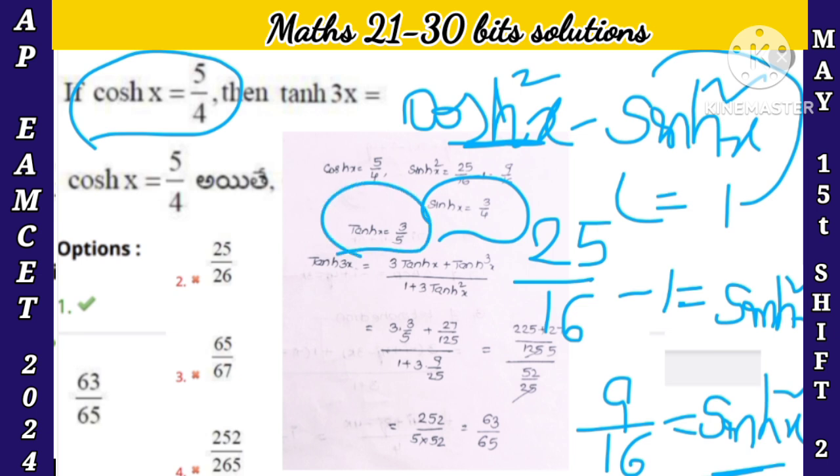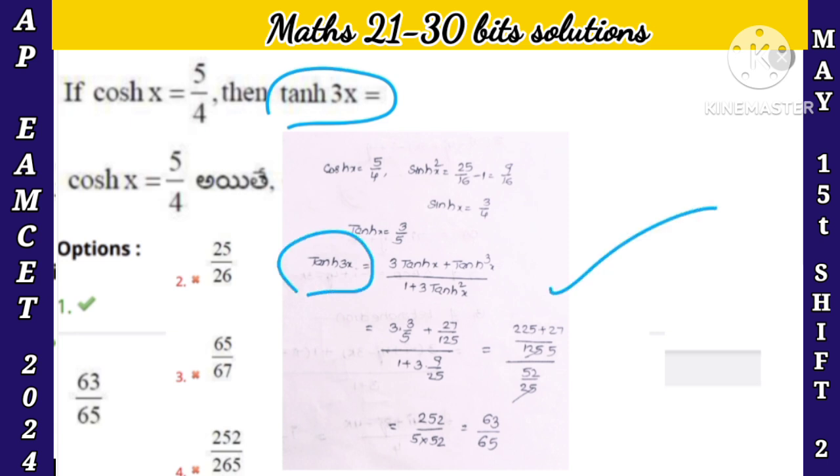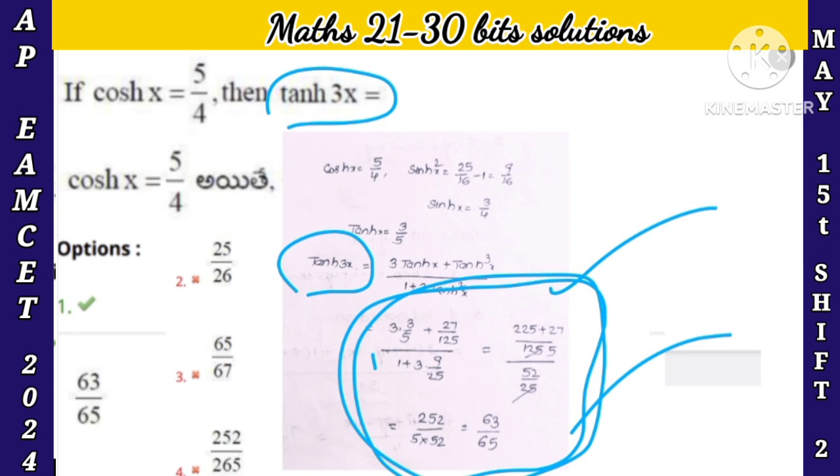And tan hx is equal to sin hx by cos hx. That is 3 by 4 by 5 by 4, which is equal to 3 by 5. Okay, now what is the given question? We want the value of tan h3x. This is the formula: 3 tan hx plus tan h cube x by 1 plus 3 tan h square x. Substitute the values and doing the simplification, then directly we get the value 63 by 65.